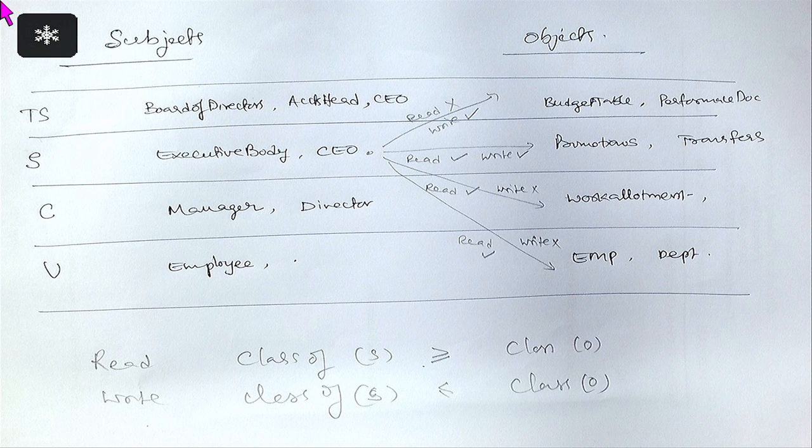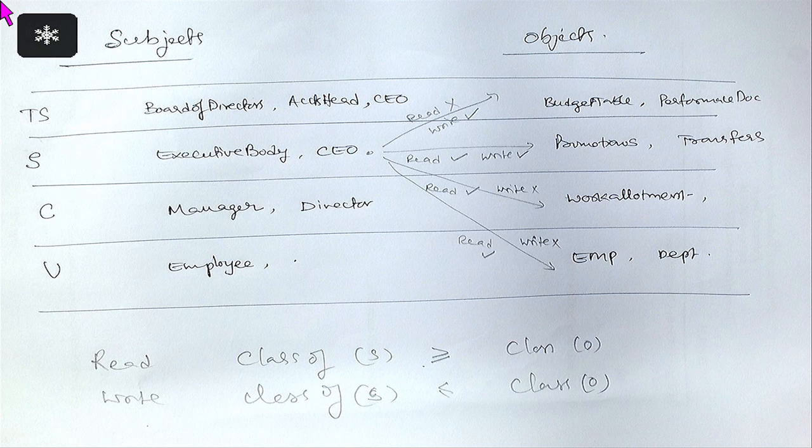Budget table and performance table are classified as top secret. Promotions and transfers are classified as secret. Work allotment is classified as confidential. Employee table and department table are classified as U, that is unclassified, the lowest class.